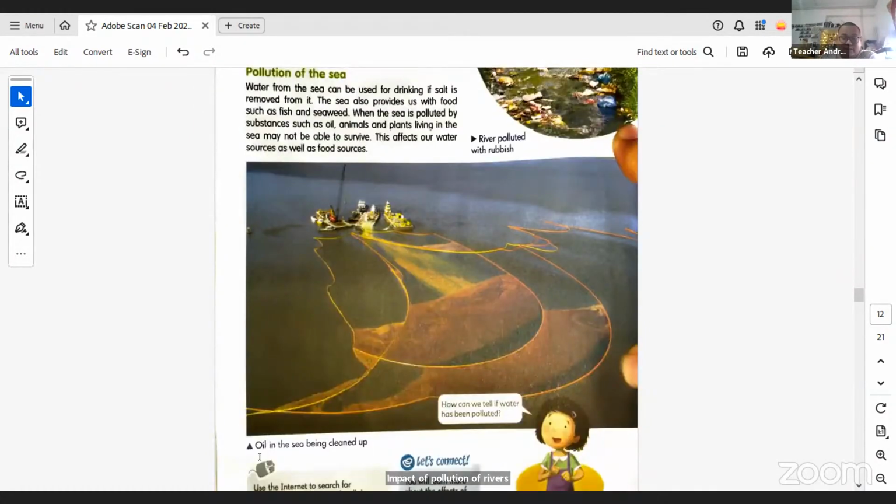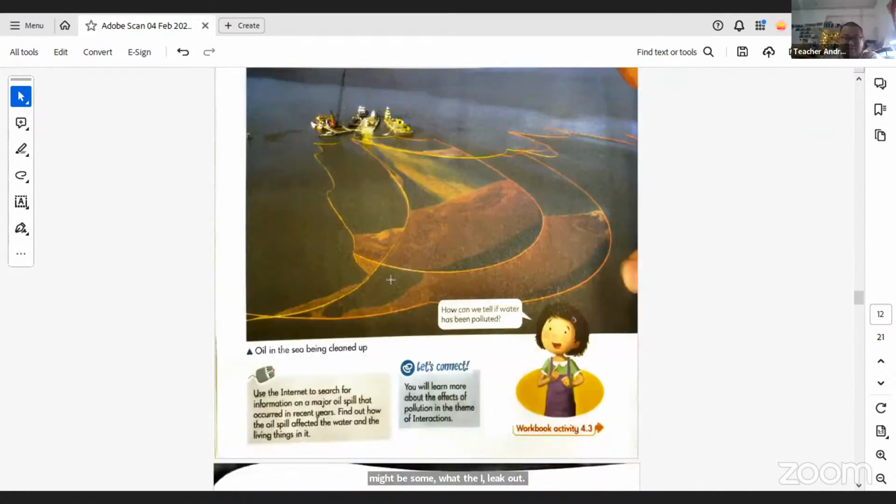And this picture shows that the oil is being cleaned up. So basically, there might be some ship accident. The oil leaks out. Then people have to clean the oil, right?